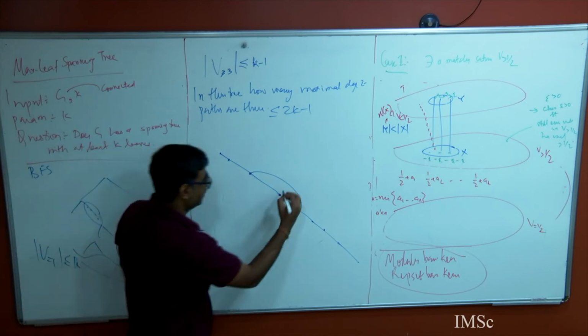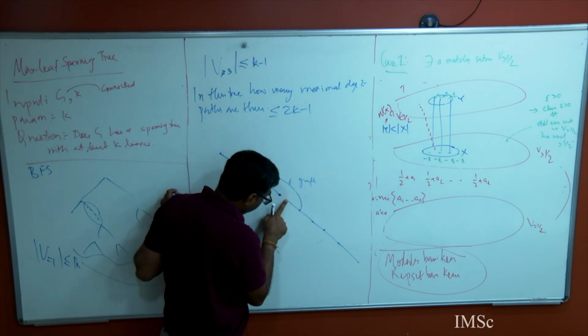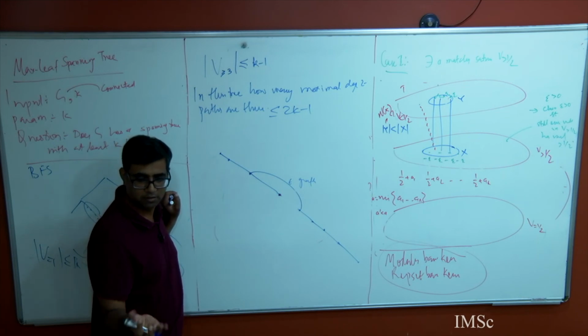If this edge is in the graph, right? And I can delete this edge and increase an extra leaf. So I can do it locally, right? Fun, right?